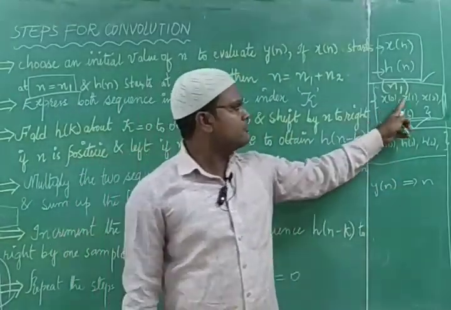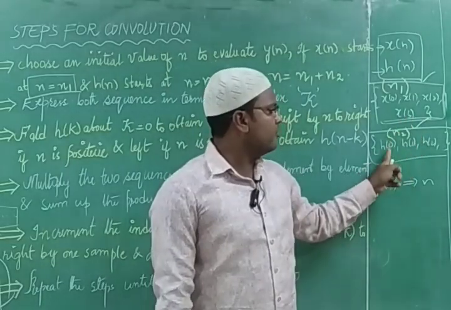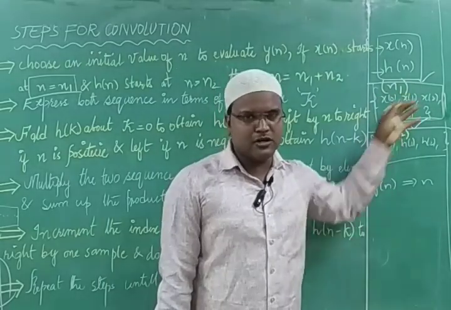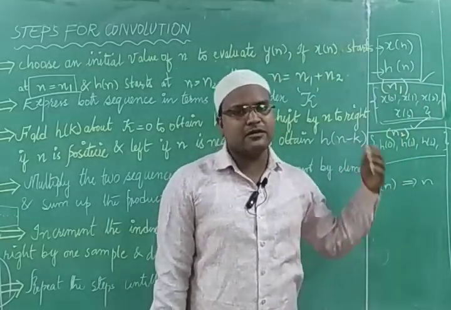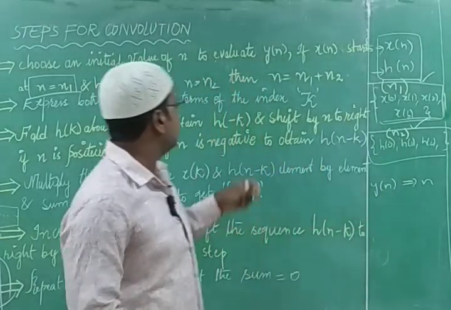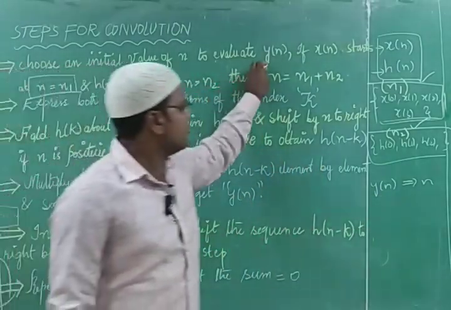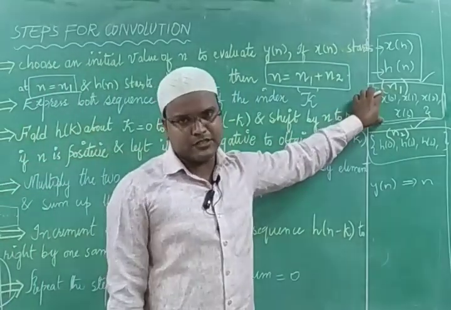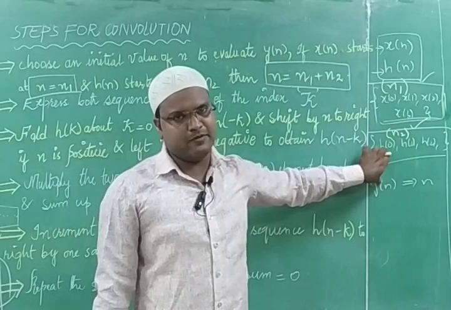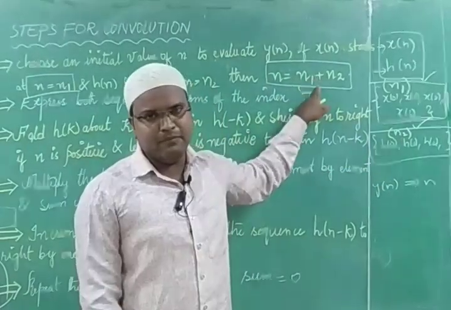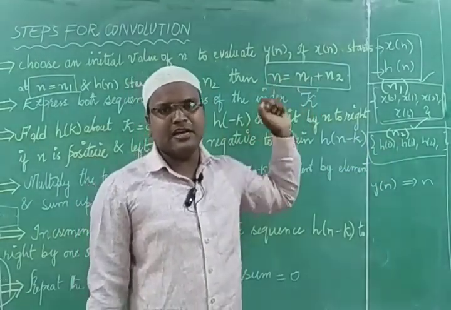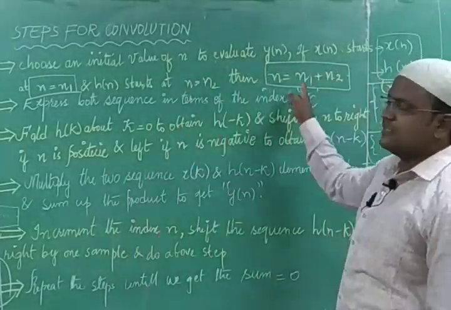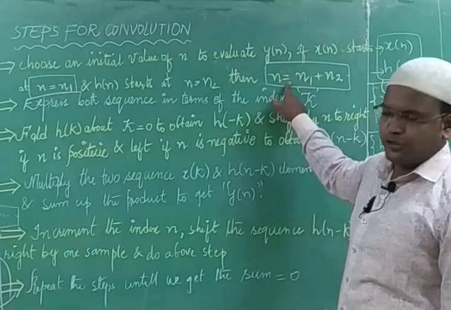Like I said, here I have 4 inputs: 1, 2, 3, 4, and here I have 1, 2, 3. That means the size of the first input and the size of the second input are not the same. So what is the resultant number of samples we'll get? The resultant n is n1 plus n2, the number of samples in the first input plus the number of samples in the second input. So when we combine both of them, we get the total number of samples in that sequence. You need to consider that while solving the problem for linear convolution.